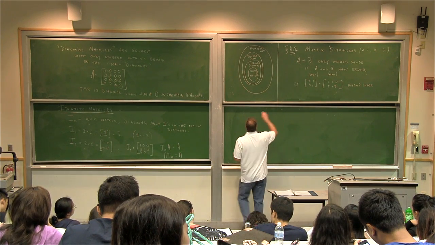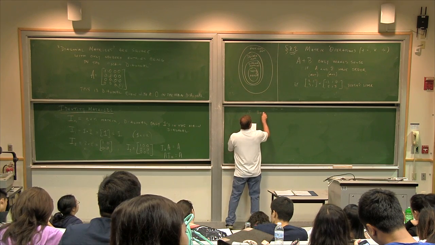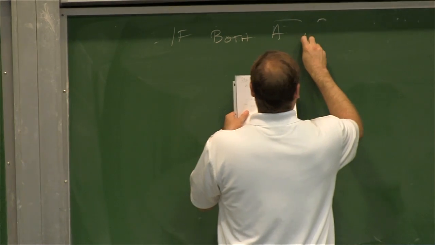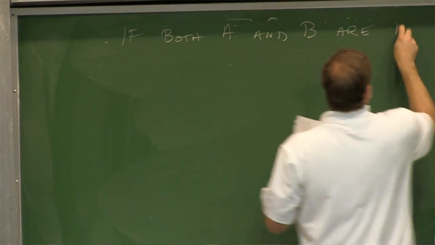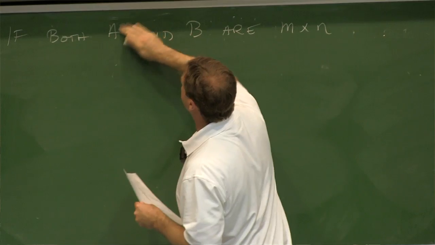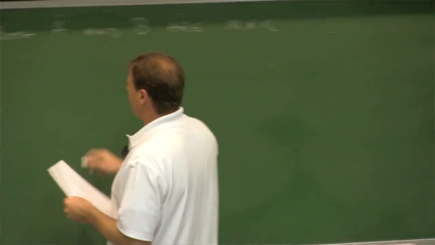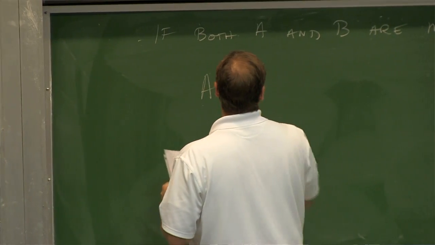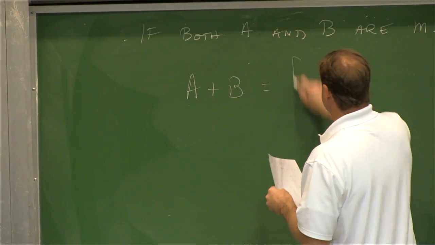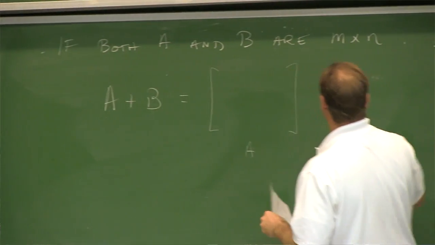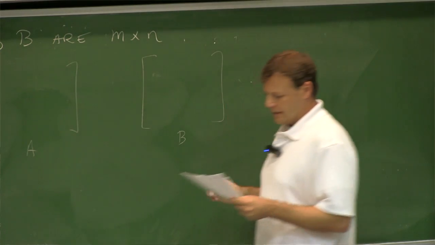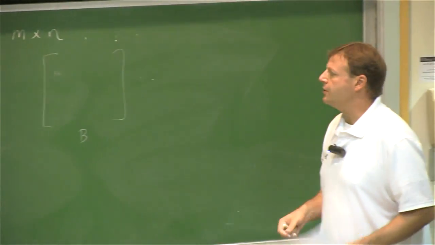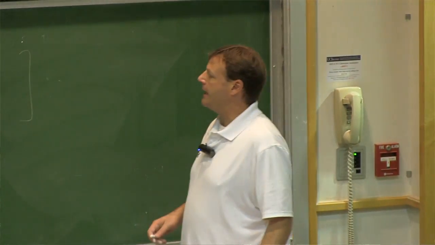Okay, so if they do have that, if both A and B are m by n, so if we do have that situation, then what should it be? Well, let's write it down here. So A plus B, okay, that's going to be, here's A, and then here's B. They're going to match up, so I can draw them with similar sizes there. And what should we do? What should be the case?